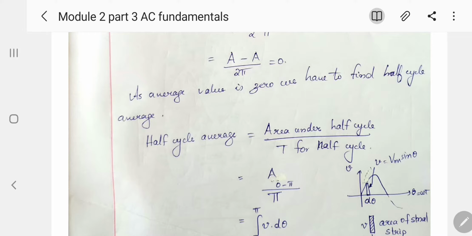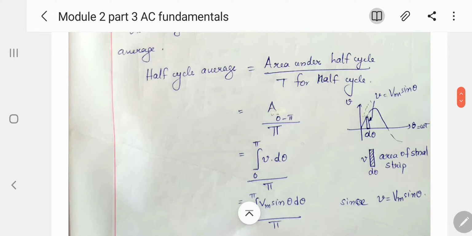Okay, so what is the area under one half cycle? Which means the area from 0 till pi. We have to find the area, but we don't know directly how to find the area under one sinusoidal waveform. See, look, this is a sinusoidal waveform. We have modified the equation. Half cycle average is equal to the area under the half cycle divided by the time period for half cycle, which is till pi only. Okay, now we cannot directly find the area under the curve.